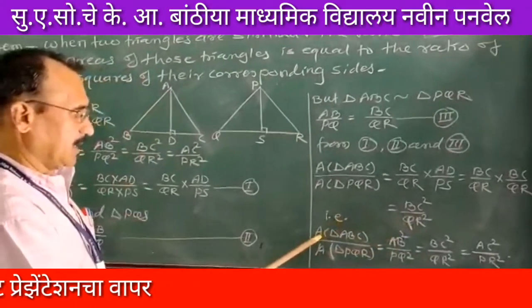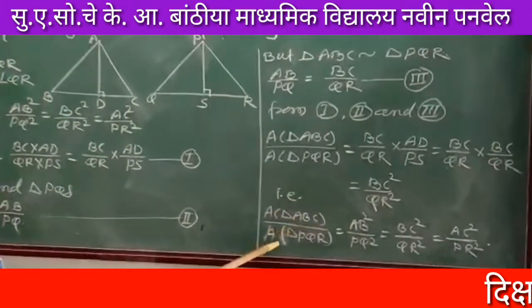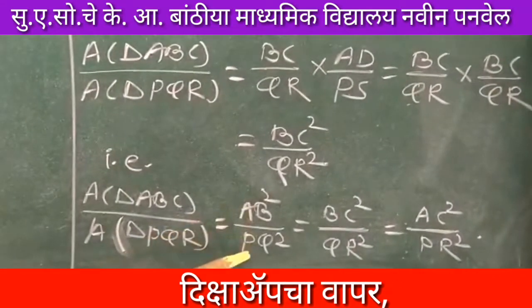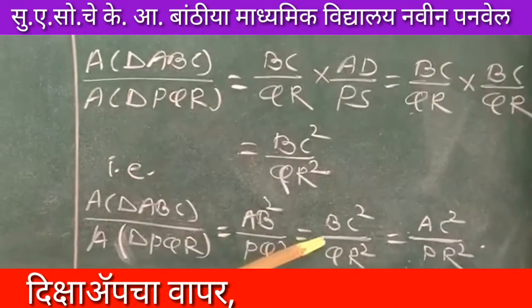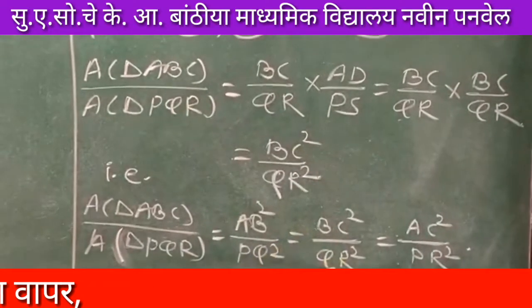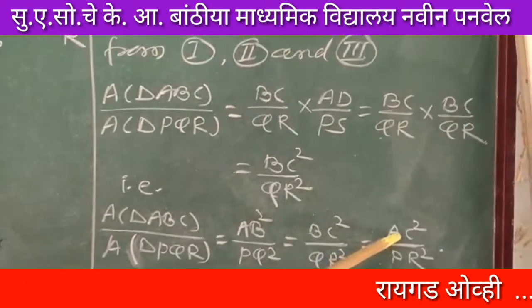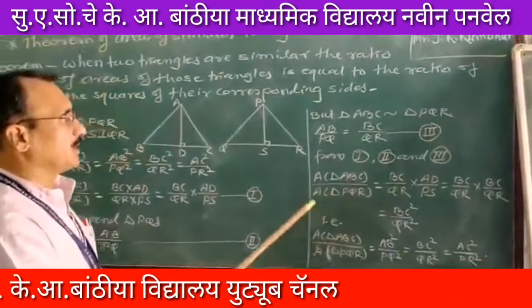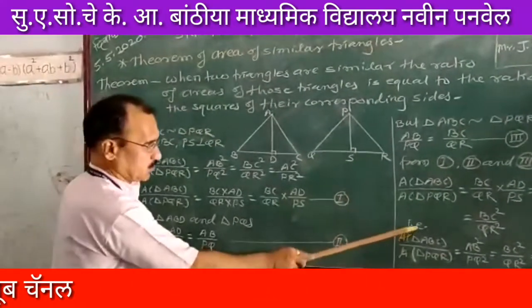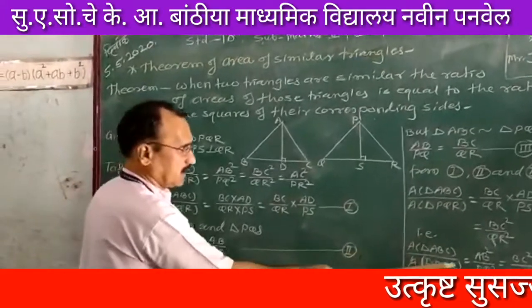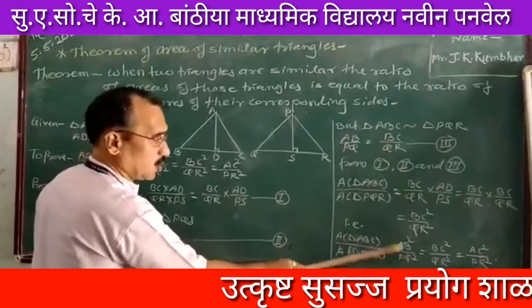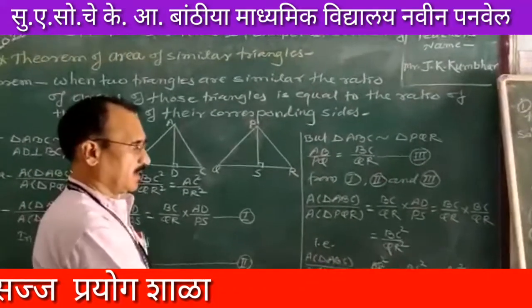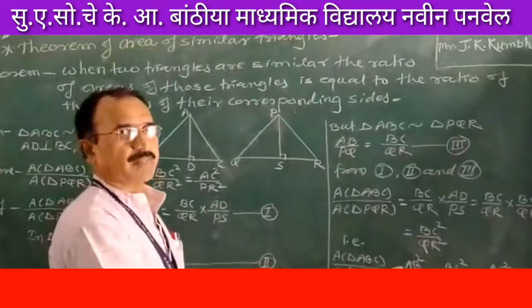That is, area of triangle ABC upon area of triangle PQR is equal to AB square upon PQ square is equal to BC square upon QR square is equal to AC square upon PR square. Hence the theorem is proved here. That means the ratio of areas of similar triangles is equal to the ratio of squares of corresponding sides. This is the theorem, hence the theorem is proved.